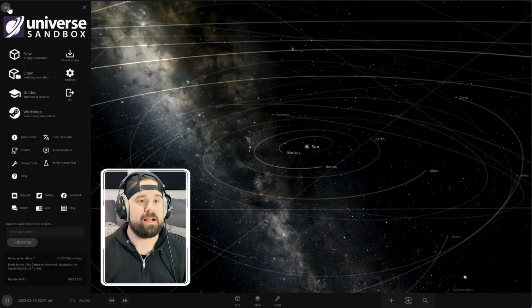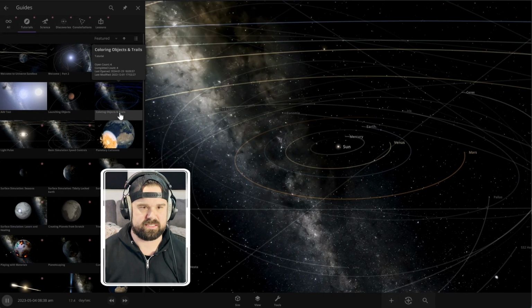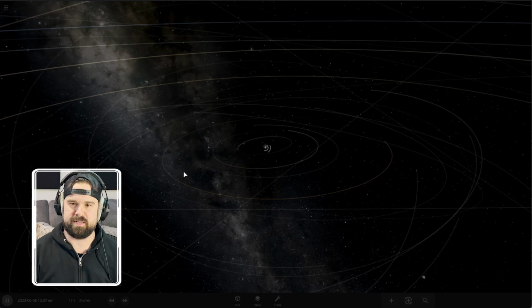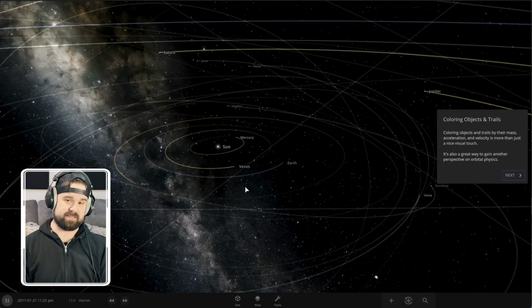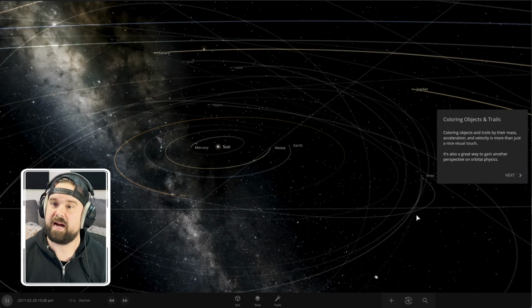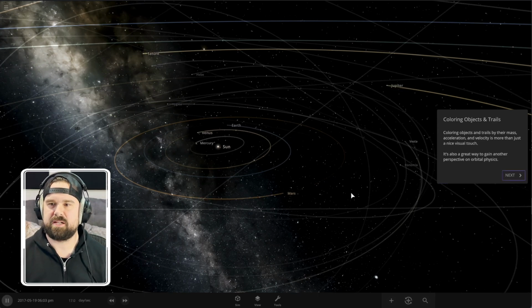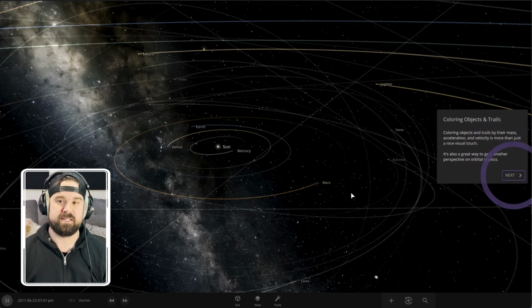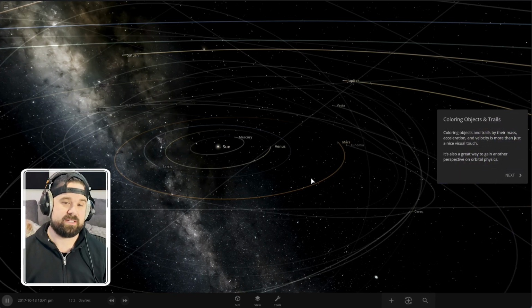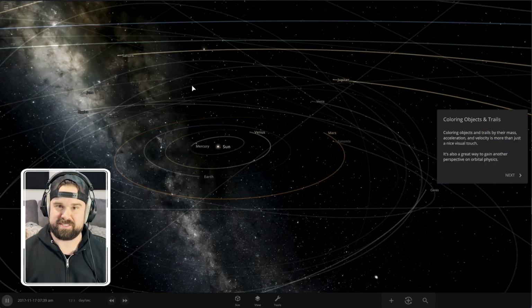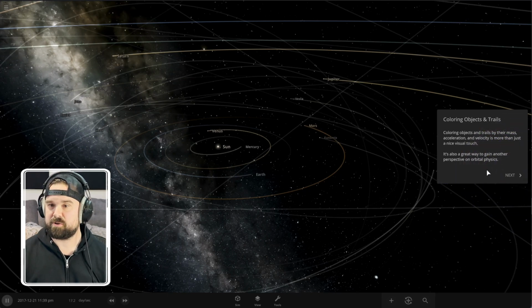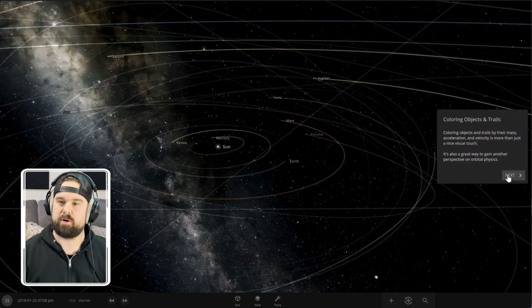Okay, so I was looking at one of the lessons that they had here, coloring objects and trails. It just got me thinking about some things that I want to talk to you about. Coloring objects and trails by their mass, acceleration, and velocity is more than just a nice visual touch, which is good because the current colors that they're using are pretty bland.